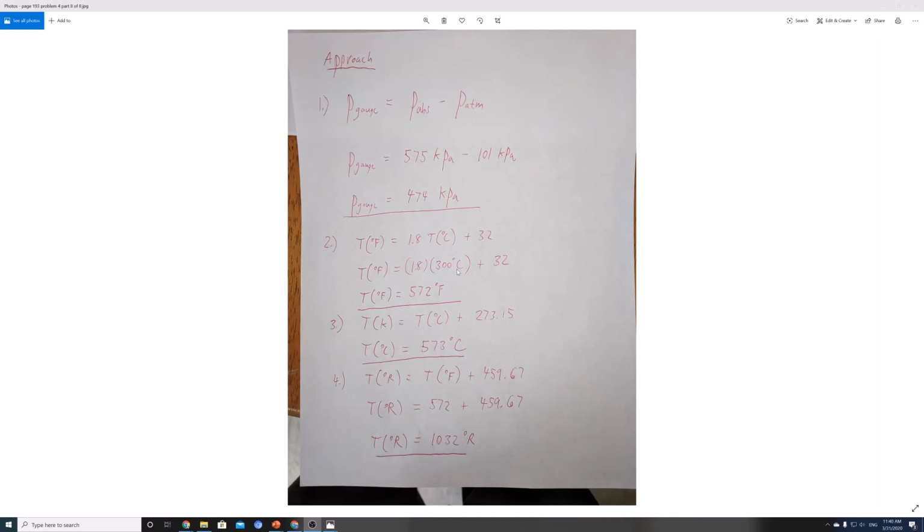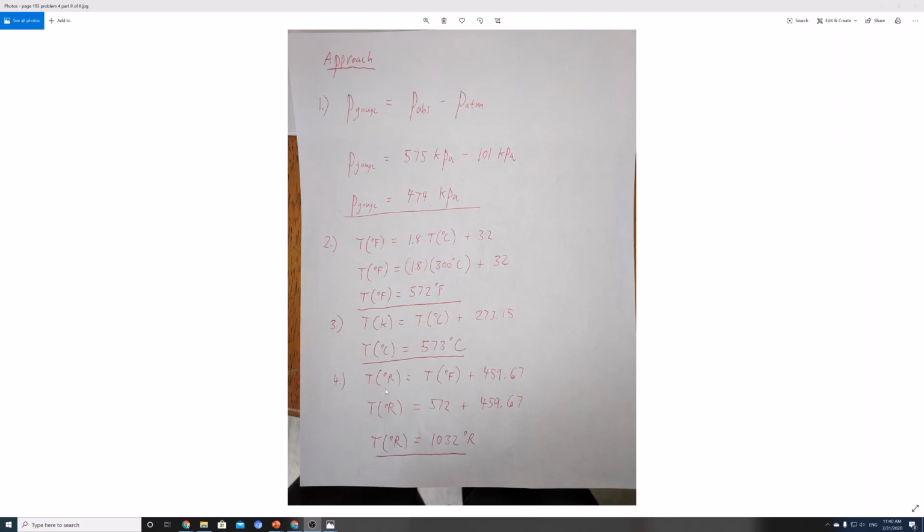1.8 times 300 degrees C plus 32 gives us 572 degrees Fahrenheit. The next one is just applying the formula to figure out temperature in Kelvin, given temperature in C, and we perform this operation, it becomes 573 Kelvin.